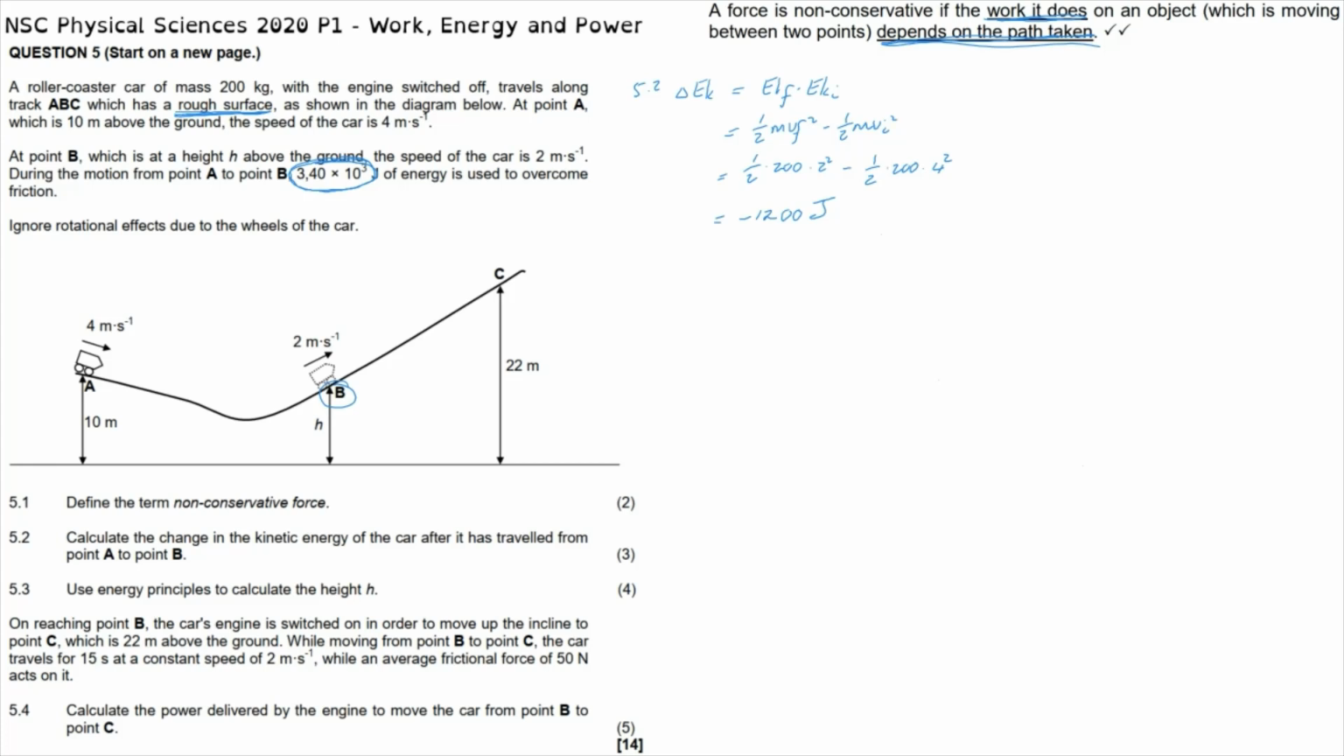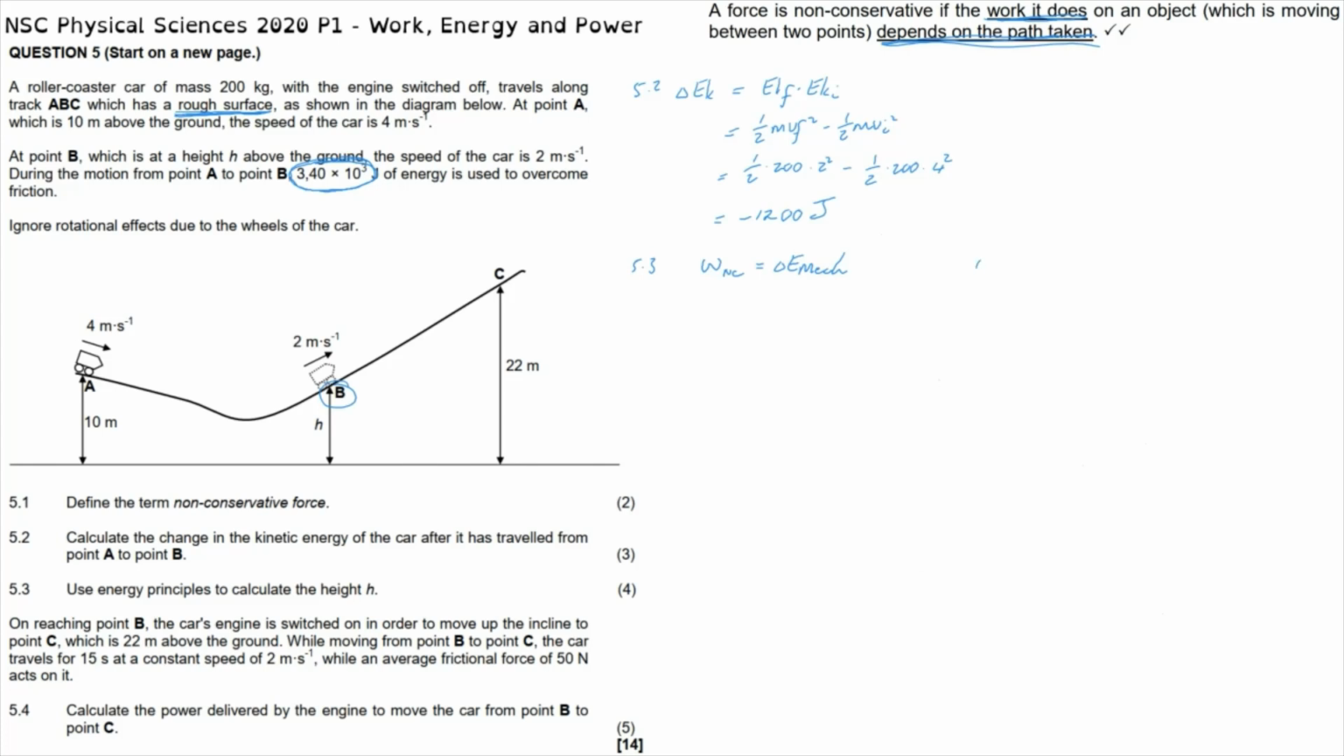Question 5.3 asks us to use energy principles to calculate the height h. There are, once again, a number of ways in which this can be done. This can be done using the work done by the non-conservative forces equal to the change in E mech, the change in the mechanical energy.